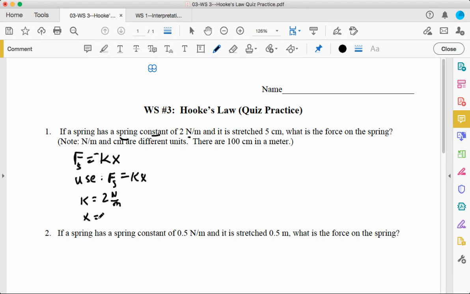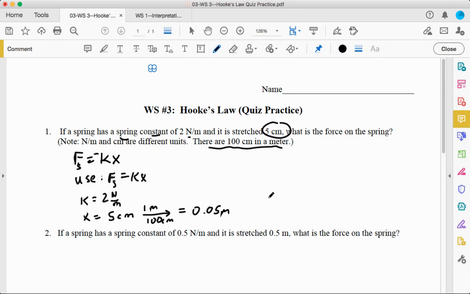In this case, if the X is going to be 5 centimeters, there's a reason why I always write this stuff down. If you see something like this, there's 100 centimeters in a meter, there's a reason for that. I don't just love stating facts like that. It's there because we have to convert this into meters. Because 1 meter has 100 centimeters in it, if we divide by 100, 5 centimeters becomes 0.05 meters.